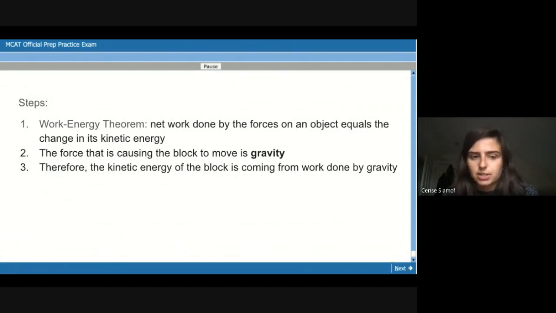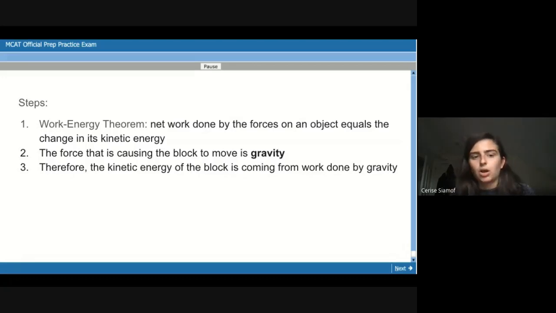And are there any questions? I think a couple people said D, which I think was related to potential energy. And so potential energy is related to the work energy theorem. But in this case, it's asking what is doing the work that is causing the block to move. And so the force that is actually acting on the block is gravity. So that's what's important. Are there any questions?